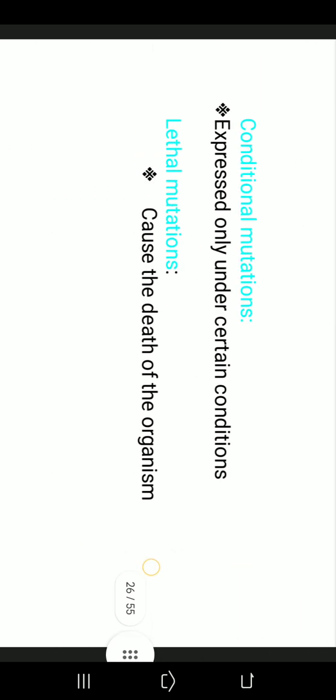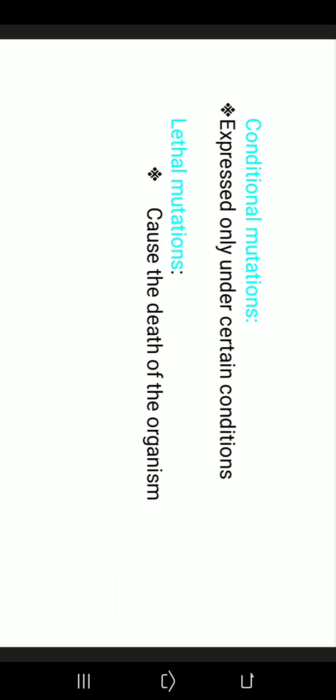Gain of function mutation produces an entirely new trait, or causes a trait to appear in inappropriate tissues or at inappropriate times in development, and is frequently dominant. Conditional mutations are expressed only under certain conditions. Lethal mutations cause the death of the organism. Suppressor mutation suppresses the effect of another mutation and occurs at a site different from the site of the original mutation.